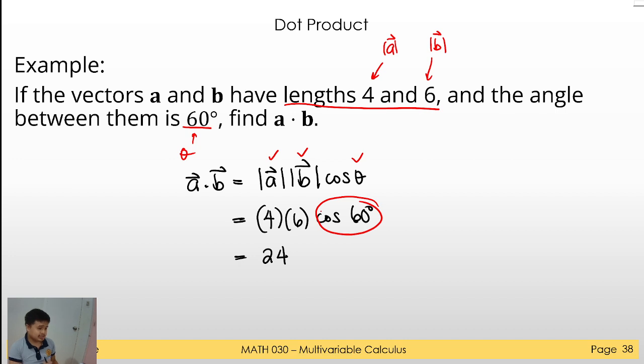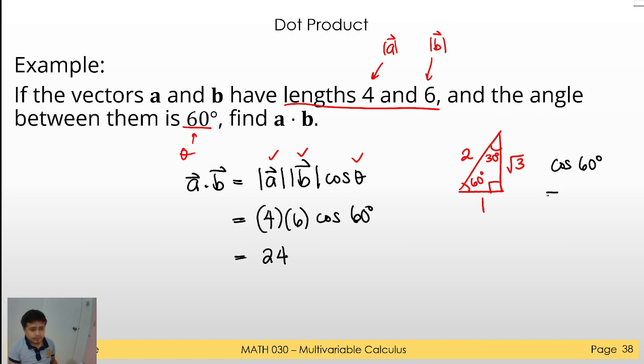Now, how do we evaluate cosine 60 without using calculators? Using the special triangle, we have a triangle with angles 60 degrees and 30 degrees. We have 2 as our hypotenuse, and then we have 1, and here the square root of 3. Therefore, we know that cosine 60 degrees is the adjacent over the hypotenuse. So this is equal to 1/2.